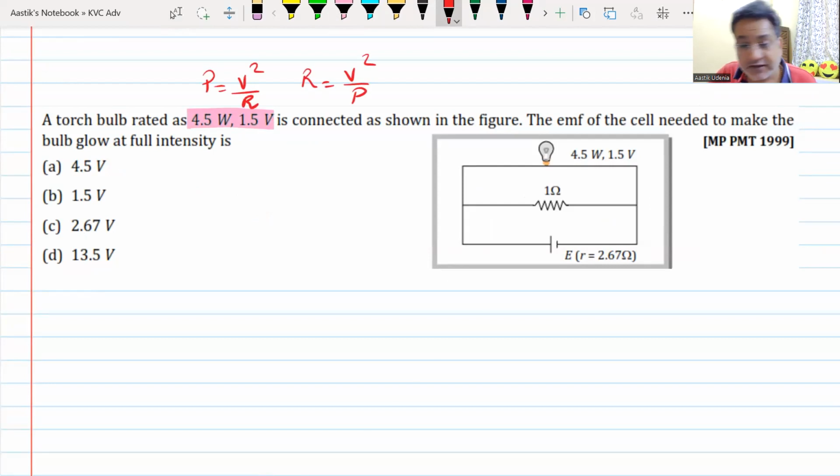Remember this. It is connected as shown. The EMF of the cell needed to make the bulb glow with full intensity is how much? I'll give you 2 minutes to give me the answer.